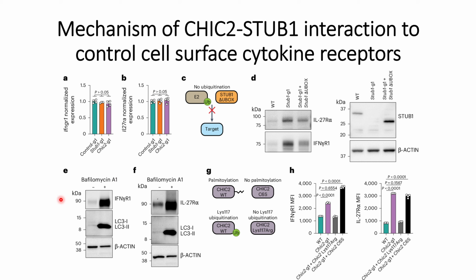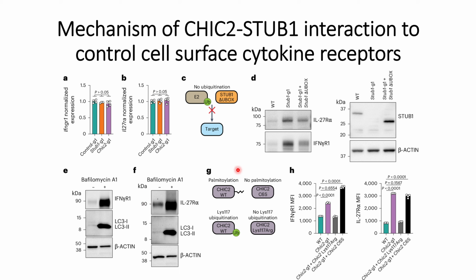Thereafter, they wanted to check IFN gamma R1 and IL-27R further by preventing lysosomes from functioning properly, using pH change inhibitors such as bafilomycin A1. In that case also they see more IFN gamma R1 and IL-27R-alpha, indicating that it is a lysosomal degradation process that is causing the decrease in IFN gamma R1 and IL-27R-alpha.